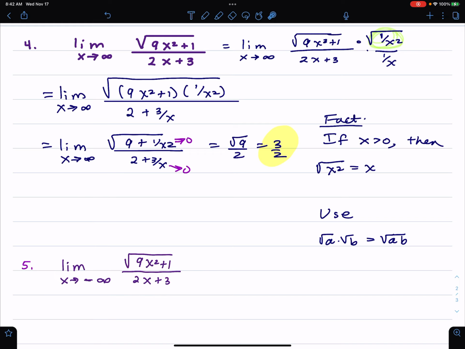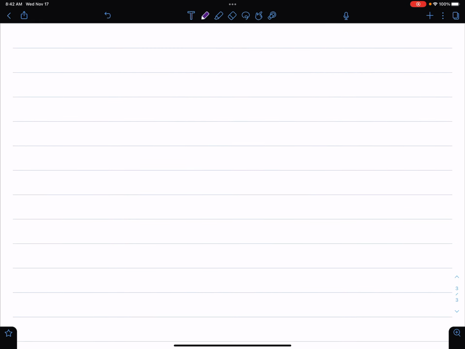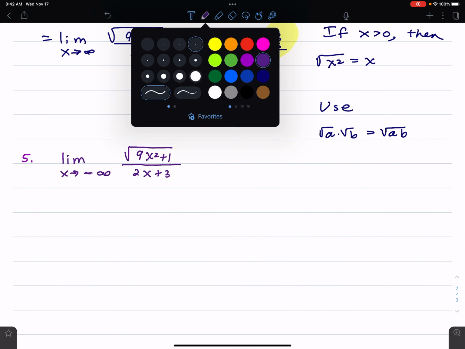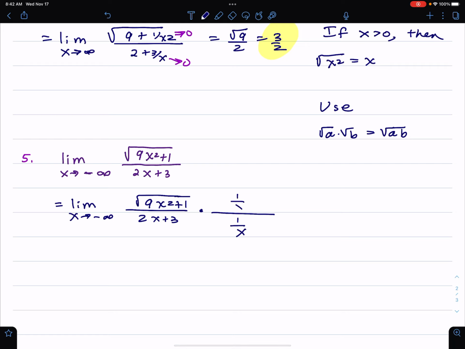All right. So let's see if we can model our way through this. Okay, I'm going to just rewrite this. X approaches negative infinity, 2x plus 3, then I have 9x squared plus 1. All right. I want to divide the denominator by 1 over x, because that's the highest degree term in the denominator. If I do that for the numerator, okay, so far so good.